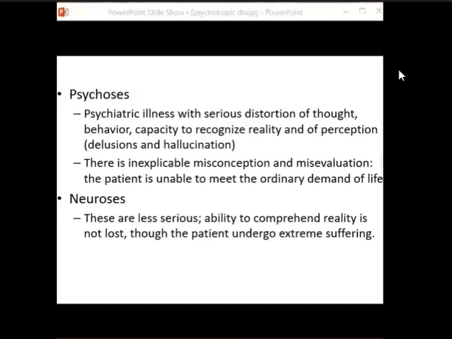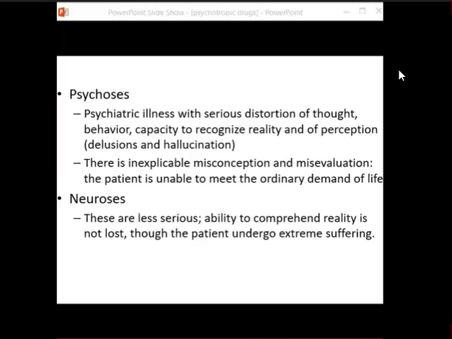Psychosis means a serious distortion of thought, behavior, capacity to recognize reality, and perceptions, with delusions and hallucinations. Here there is an inexplicable misconception, unexplained misconceptions and misevaluations, and these patients are not able to meet the ordinary demands of life. Whereas neurosis is a less serious type of psychiatric illness, with the ability to comprehend reality. In neurosis the ability to comprehend reality is not lost, though the patients undergo extreme suffering.